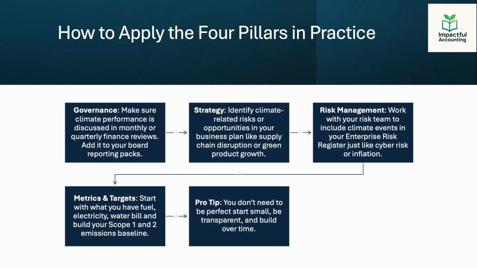The second part is strategy. When you're reviewing business plans or budgets, look for areas where climate risk or opportunities might show up. Is your supply chain exposed to floods or fires? Is a customer demanding greener products? A manufacturing company, for example, could start investing in eco-friendly packaging after analyzing that it could potentially open a new customer segment.